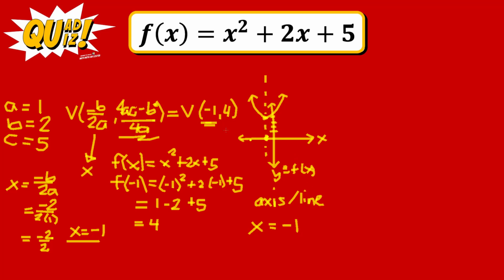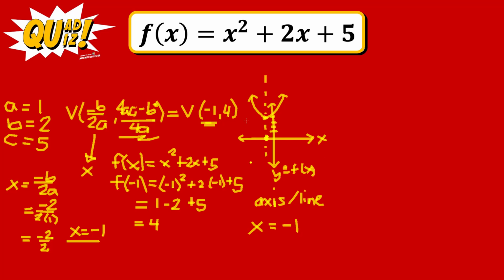So if our vertex is, just for example, (5, 4), then automatically, without even the graph, our axis or line of symmetry is x equals 5. But in this case, it's negative 1, so it's negative 1 here. Now we're done with the axis of symmetry and its connection to the vertex.